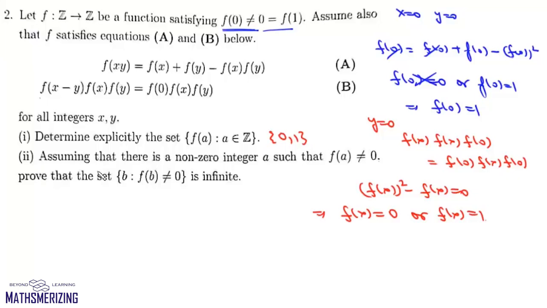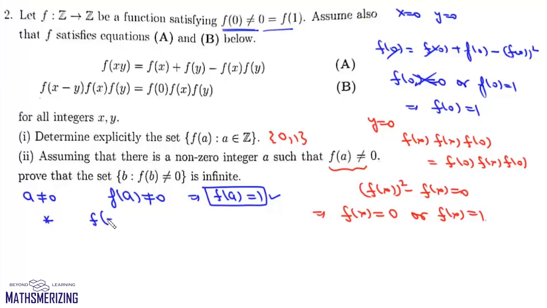Now part B says that assuming there is a non-zero integer a such that f(a) is unequal to 0, prove that the set of b such that f(b) is unequal to 0 is infinite. So now we have a non-zero integer a such that f(a) is unequal to 0, and since the range of this function is {0, 1}, it means f(a) is equal to 1. Now we need to prove that if f(a) is equal to 1, then there exist infinitely many points b such that f(b) is unequal to 0, that is, f(b) is equal to 1.